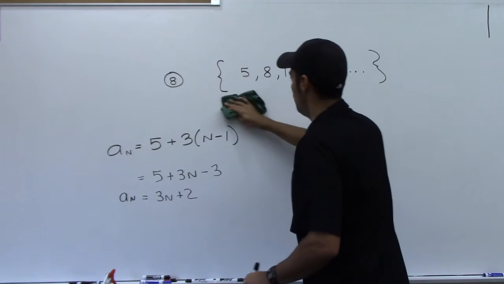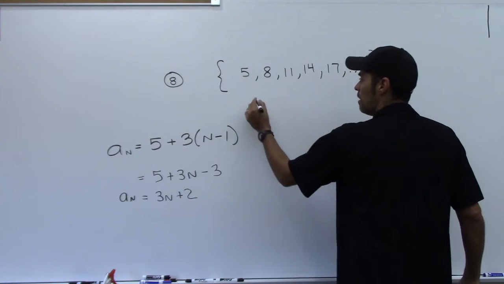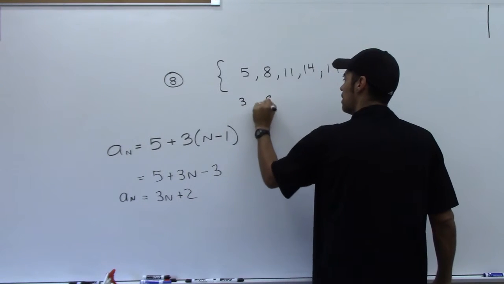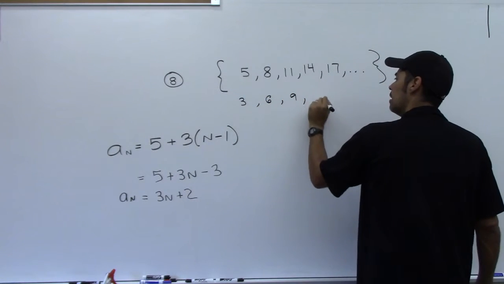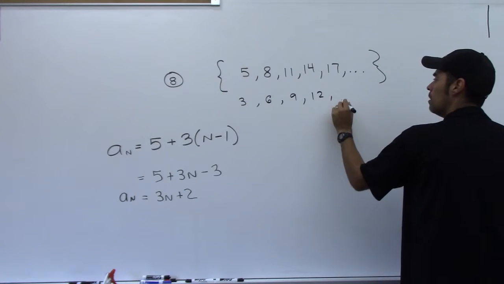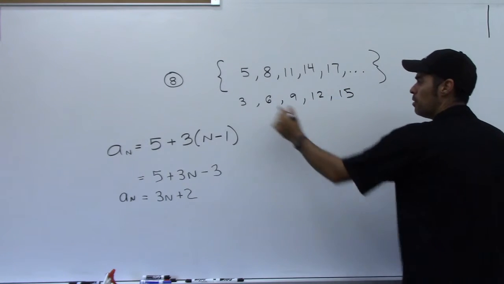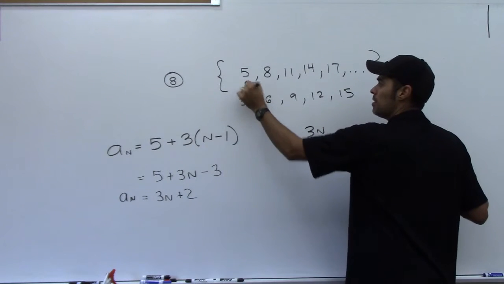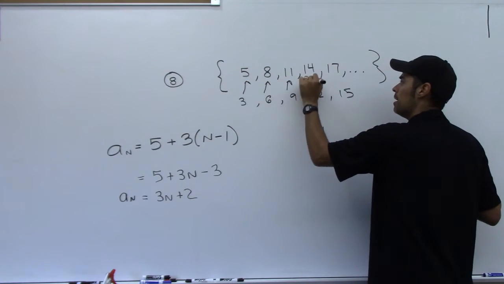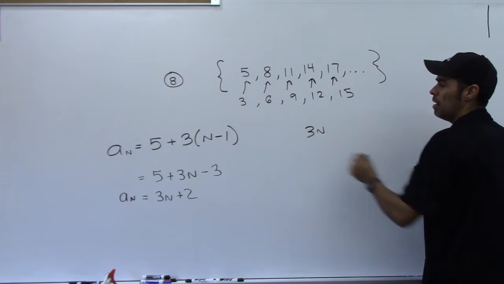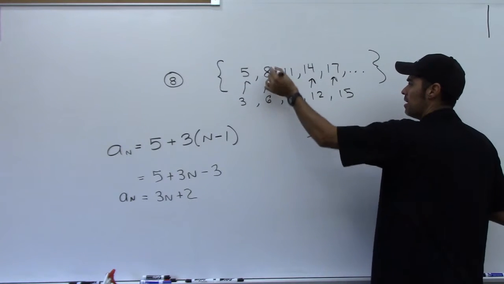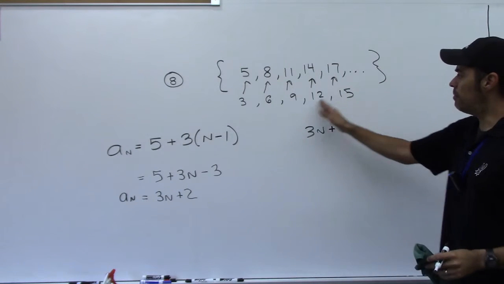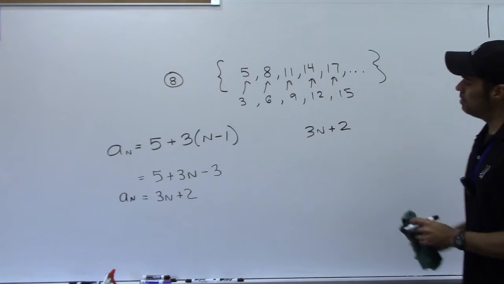If I start this problem over in retrospect, if I write down all the multiples of 3, we get 3, 6, 9, 12, 15. Those are the multiples of 3, and I can create that using 3n. Each of these is just the multiple of 3 plus 2. Take 3, add 2, take 6, add 2, take 9, add 2. So if I just add 2 to each of these numbers, I should create this list.